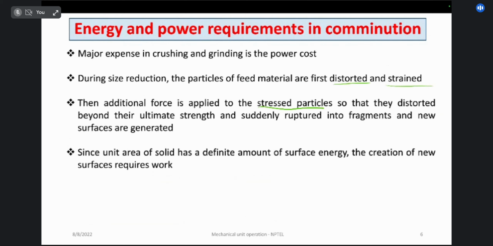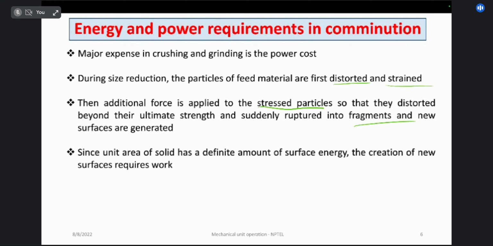Now due to this stress, if you apply any additional force, it will convert into fragments, due to reduced ultimate strength or rupturing itself. That's why you need to understand that if you provide direct additional force on any material, it will require much higher energy. So in order to use lower energy, you first need to distort or strain the particles, and then on this stressed particle additional force is given, so it can convert into small particles.